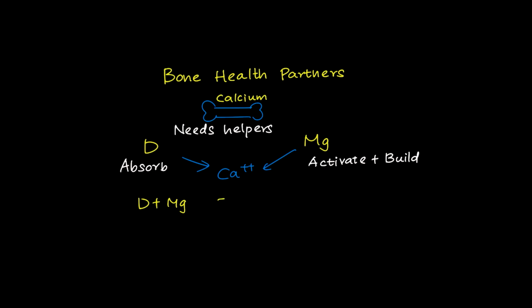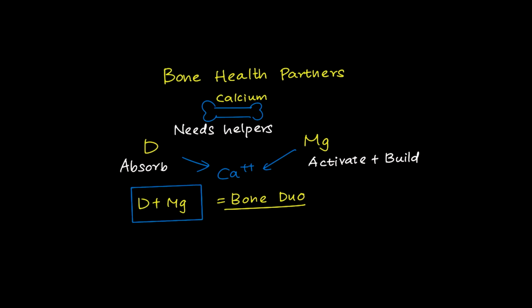Vitamin A in excess can actually weaken bone and raise fracture risk. Vitamin C supports collagen but does not drive calcium absorption. Vitamin E and zinc serve antioxidant and immune functions. None of those pairings match the calcium partnership that vitamin D and magnesium provide.